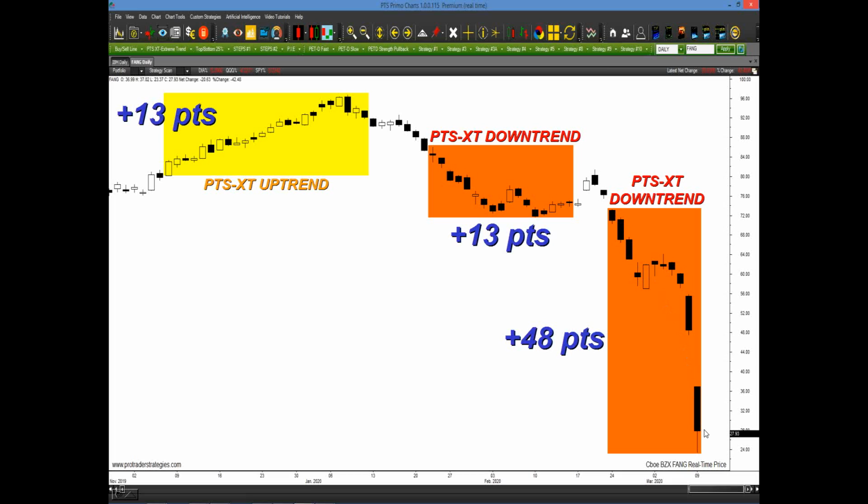Remember, none of this is repainted. None of this has been recalculated. You would have known these things in advance of their moves.